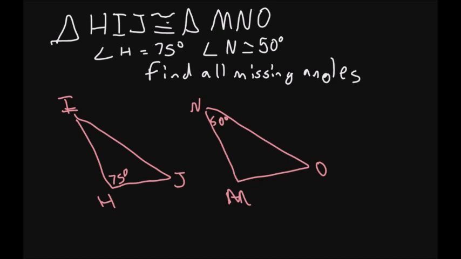So H is the same as M, so that makes it 75 degrees. I is the same as N, so that makes it 50 degrees. And then we add those up, we get 125. We subtract that from 180, and we get 55. So that means J and O are 55 degrees. And I realize I just wrote 50. Let me fix that. 55 degrees.